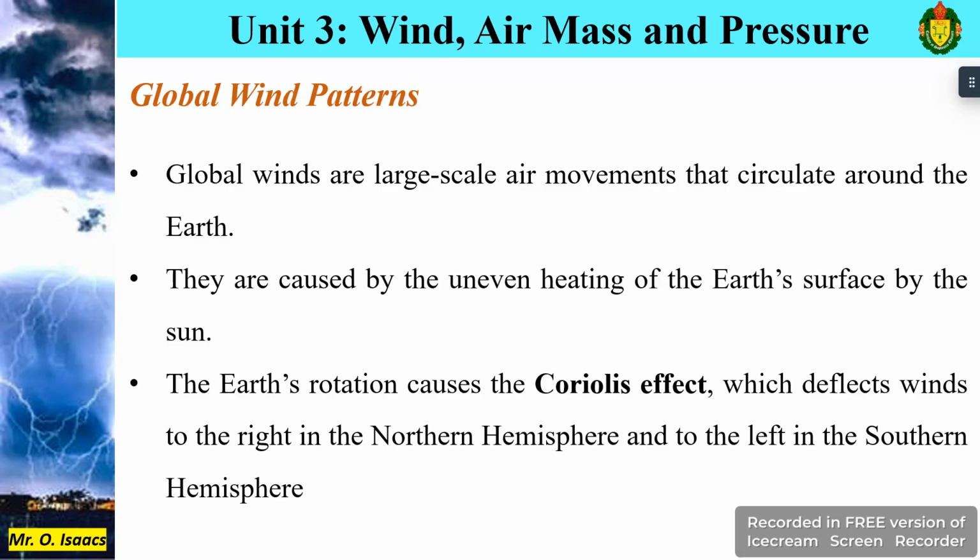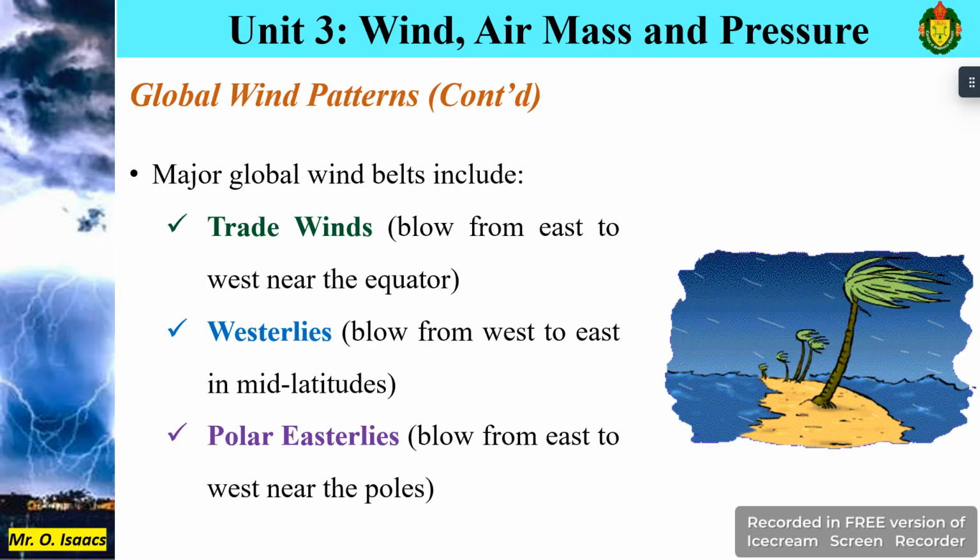So of course, the Earth's rotation causes an effect which most of you should be familiar with based on what we'd have looked at in previous classes, and this concept has to do with the deflection of winds to the right in the northern hemisphere and to the left in the southern hemisphere. And of course, this concept is called, drumroll please, the Coriolis effect, right? Good.